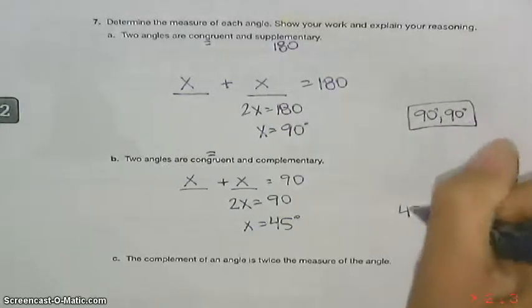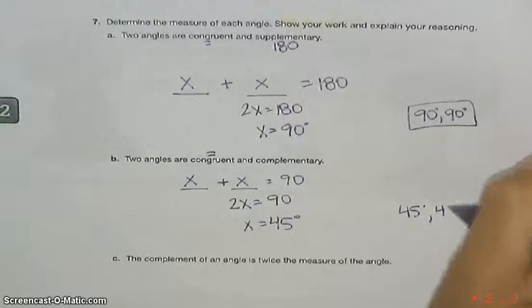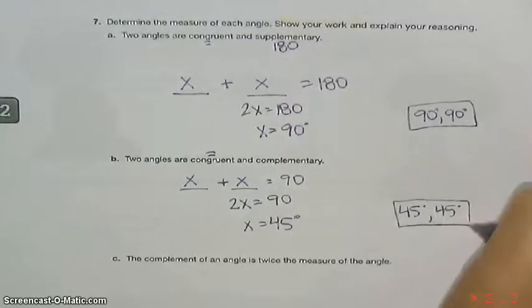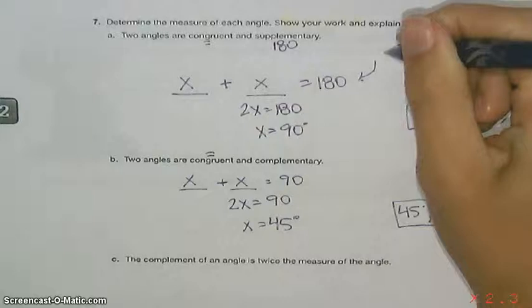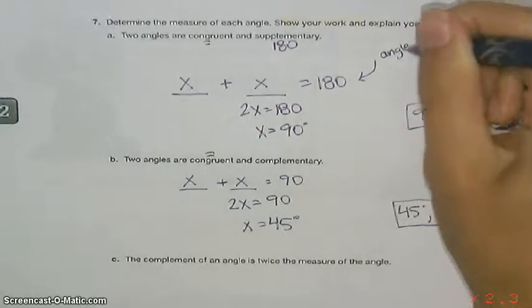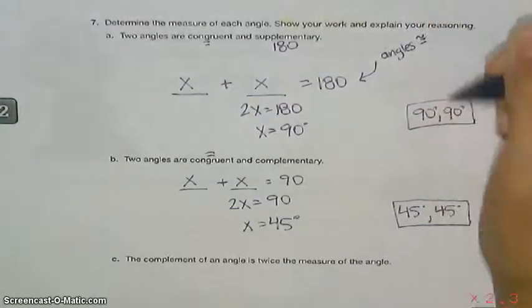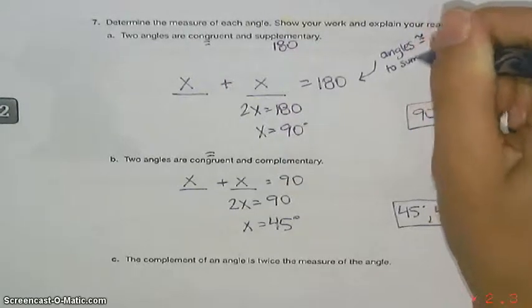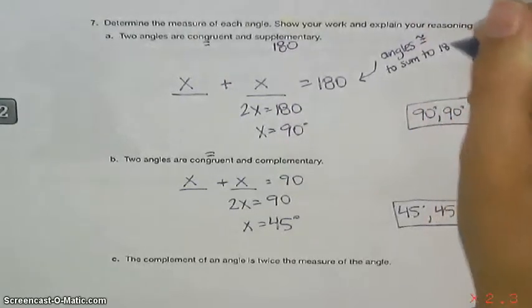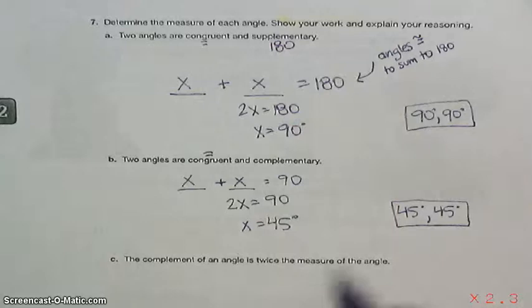The angles here are 45 and 45. And I want to explain my reasoning. My reasoning for this is that the angles have to be equal. They're congruent to each other, and they have to sum to 180. That's my reasoning. That's what supplementary means.